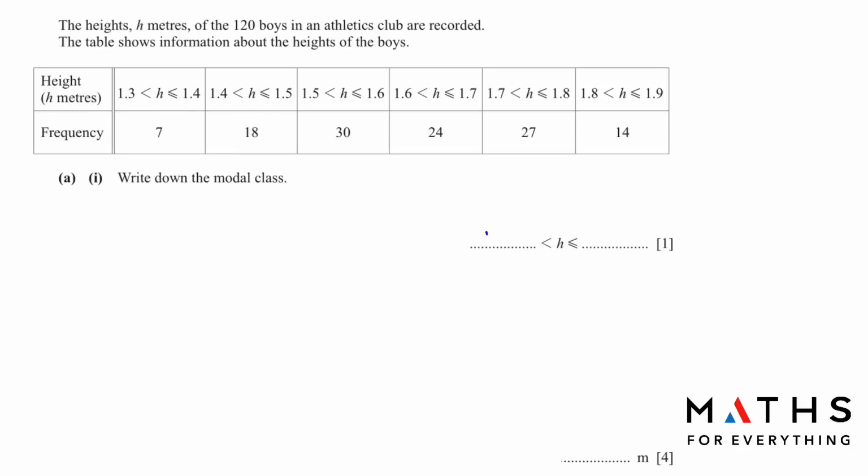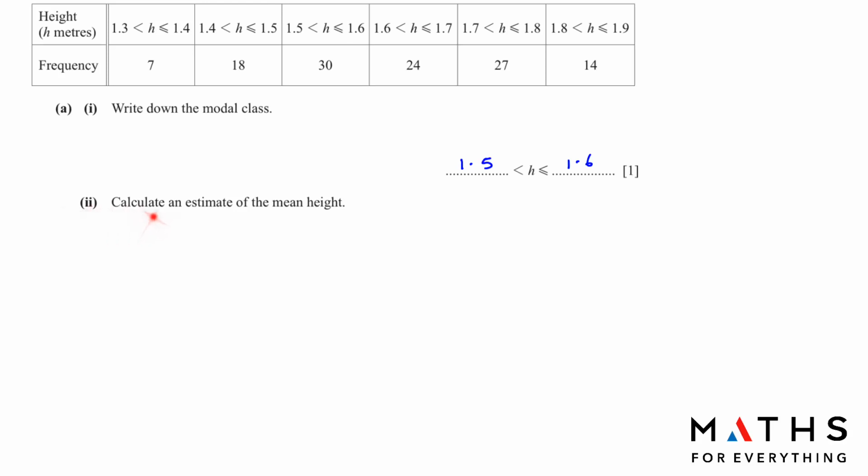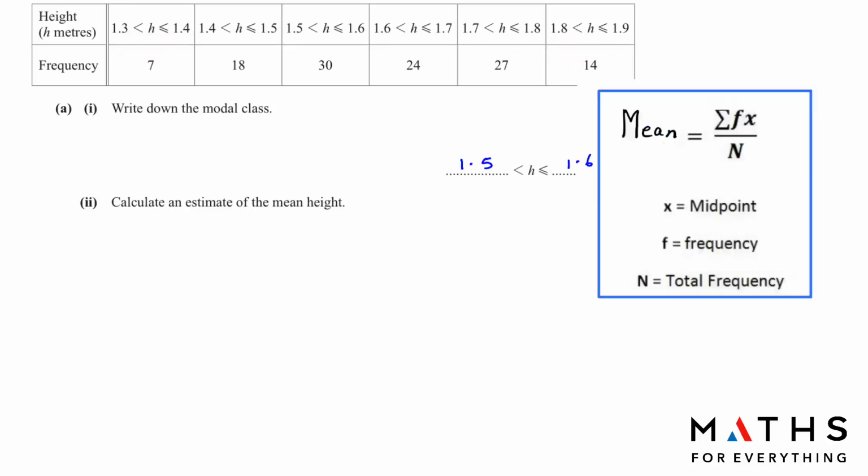So we write it as 1.5 to 1.6. A2, calculate an estimate of the mean height. To find the mean height of the group data, we follow a formula, which is mean is equal to the sum of f times x over n. X is the midpoint, f is the frequency, and n is the total frequency. So what does all these things mean?